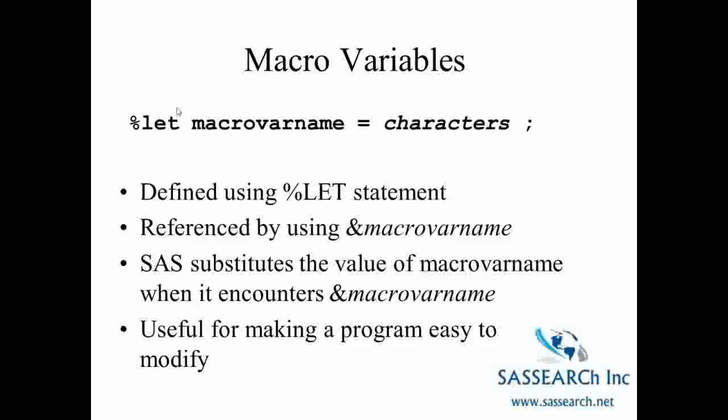To reference the macro variable in your program, place an ampersand followed immediately by the name of the macro variable. SAS will substitute the value of the macro variable every place it sees the ampersand reference. Macro variables are particularly helpful in making a program easier to modify, and we will see some examples of that in the demonstration.